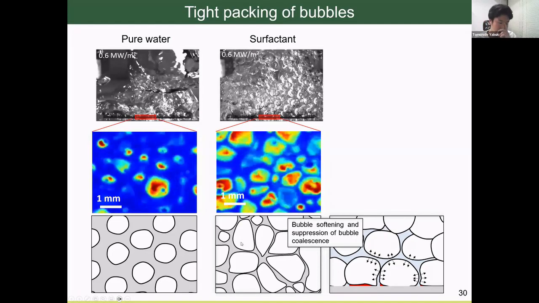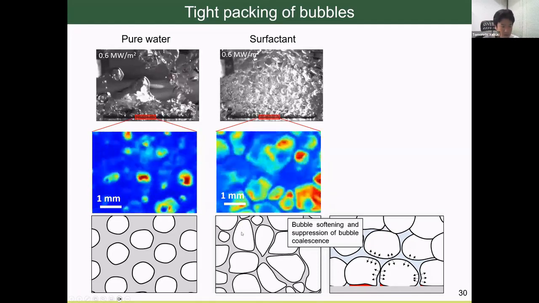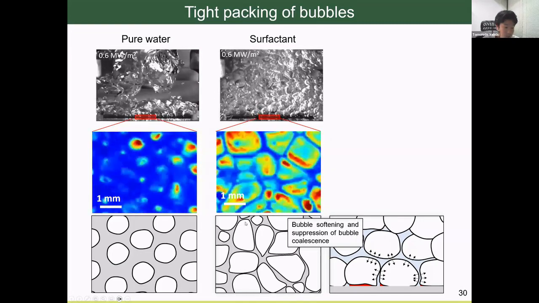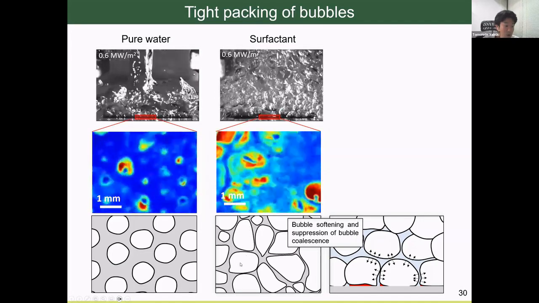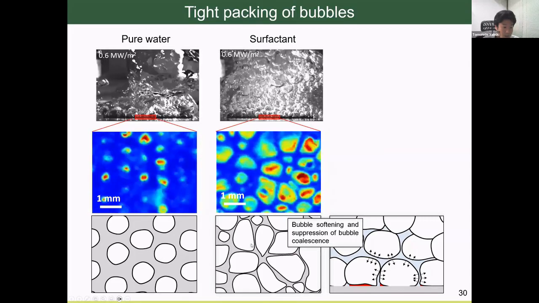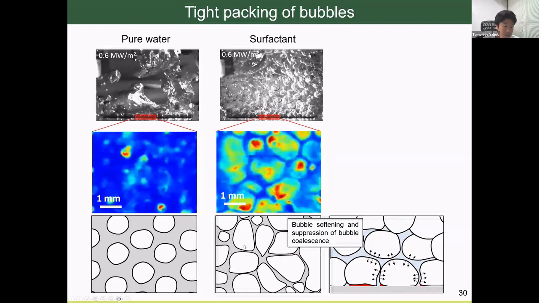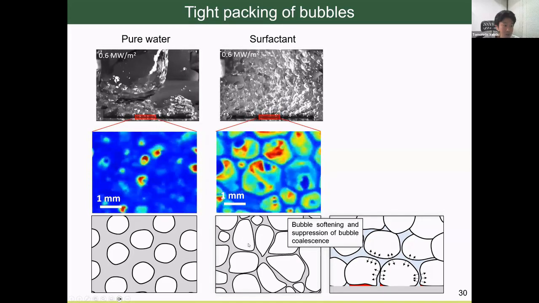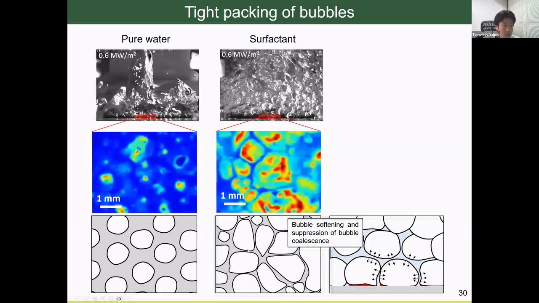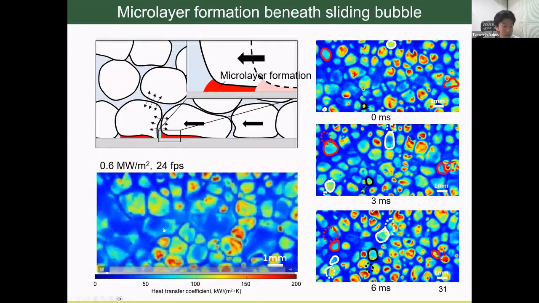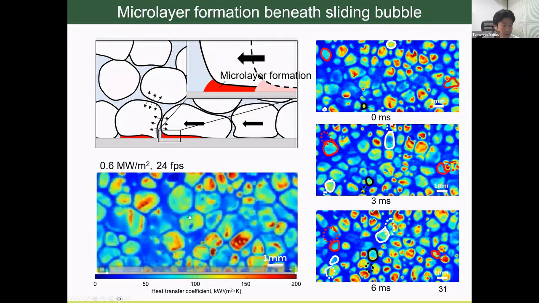But if the bubble bottoms are dried out, the boiling heat transfer coefficient will be rather low compared to pure water. And so a microlayer must exist under bubbles to achieve a higher heat transfer coefficient compared to the pure water case. So we need another mechanism.